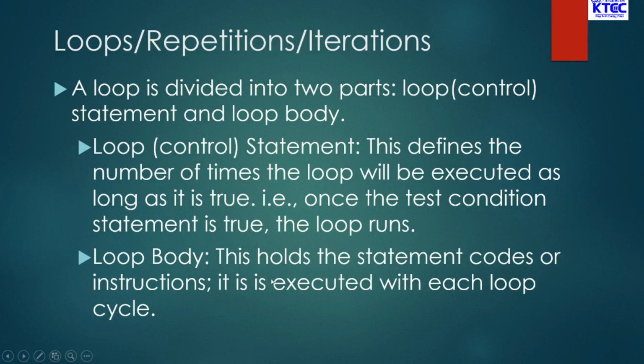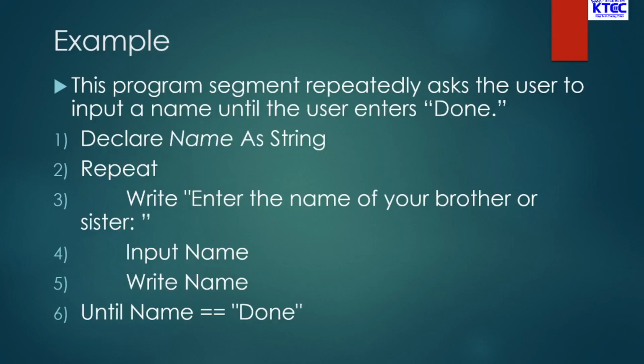Now the loop body holds the statement, code or instruction that is executed with each loop or cycle. So the loop body will be like: anytime you enter an odd number, display it. As long as the numbers you enter remain odd, it will be displaying them. By the time you enter a number which is even, it will skip this and go to the next line of code and do whatever it is instructed to do. We'll be seeing a series of examples as we proceed. This is a typical example.